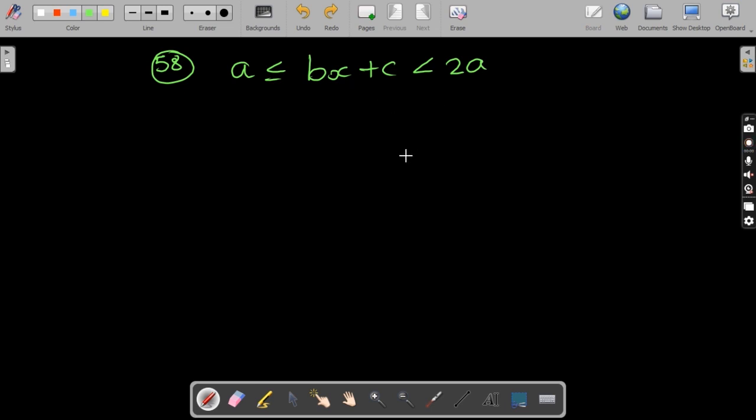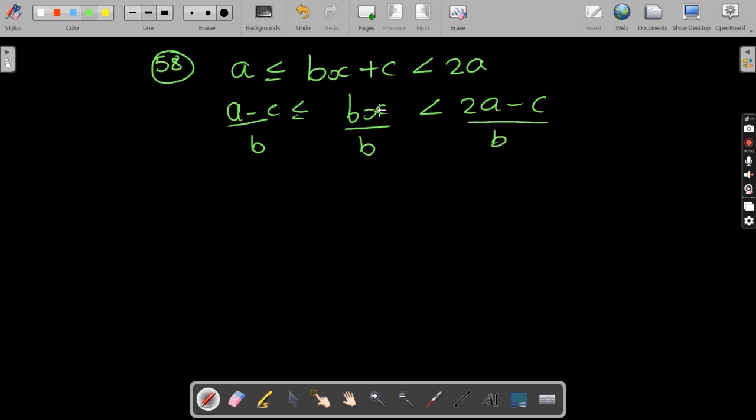So we're going to subtract c everywhere. So a minus c, and if you subtract c here, then you're just going to have bx. You're going to subtract c here as well, so 2a minus c. Then next we're going to divide everything by b, so that we only have x in the middle. So the result is (a minus c)/b is less than or equal to x, which is less than (2a minus c)/b.